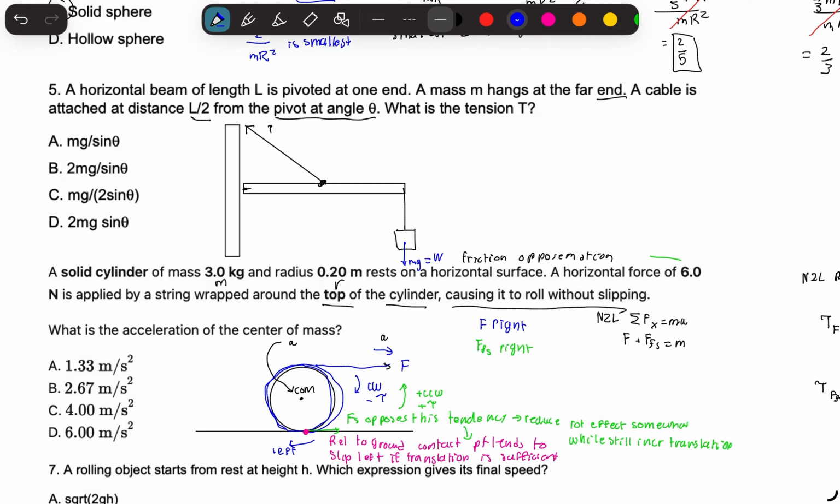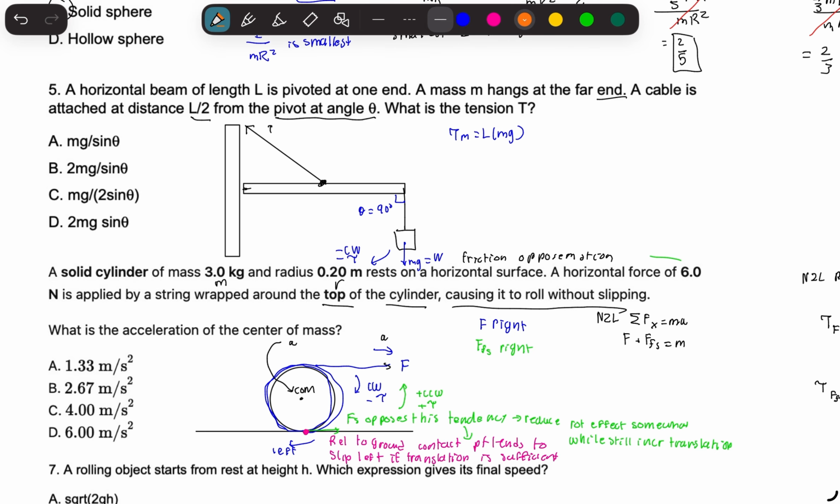So the beam is horizontal. That means the angle here is going to be 90 degrees. So you're going to have the torque of the mass is equal to L times mg. And this is going to rotate clockwise.